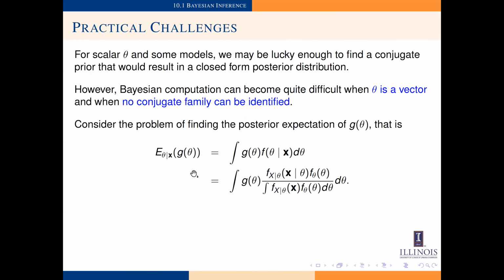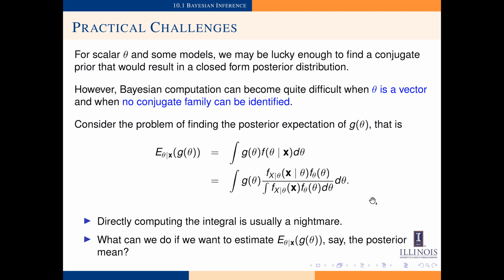So let's consider the general problem of finding the posterior expectation of g theta, which can be denoted by the expectation of g theta under the posterior distribution, so theta given x. By definition, this is equal to the integral of g theta times the posterior density. That's the likelihood times the prior divided by the marginal distribution of the x's. You can see that directly computing this integral is usually a nightmare.